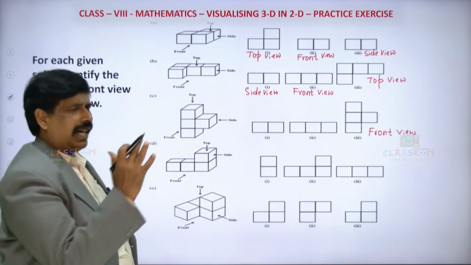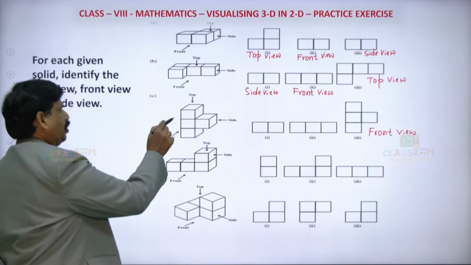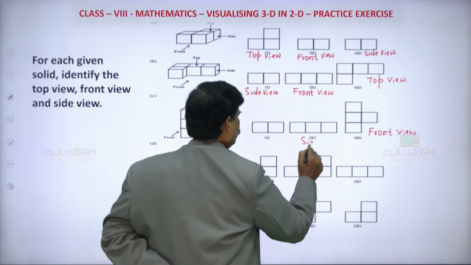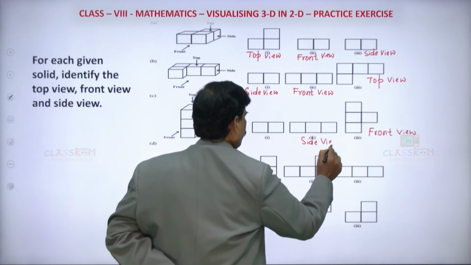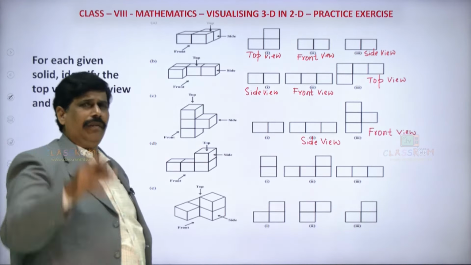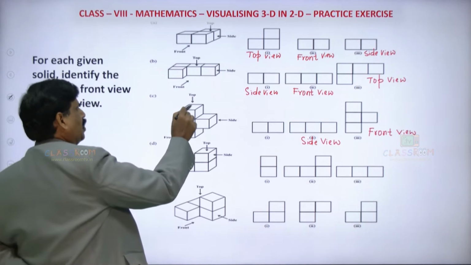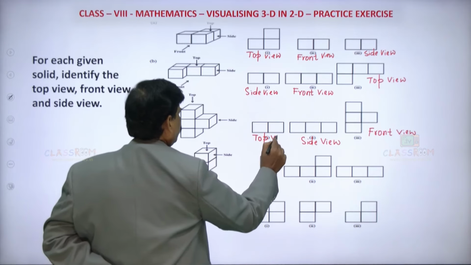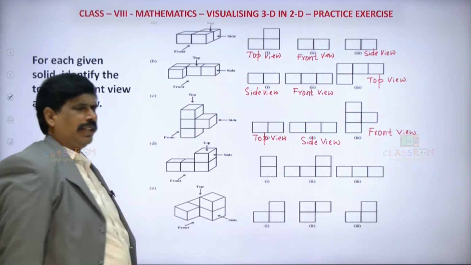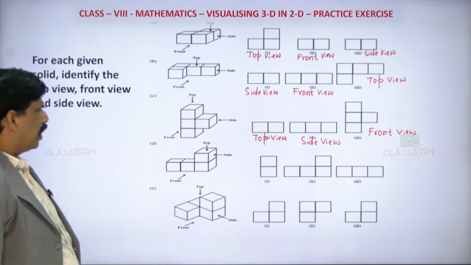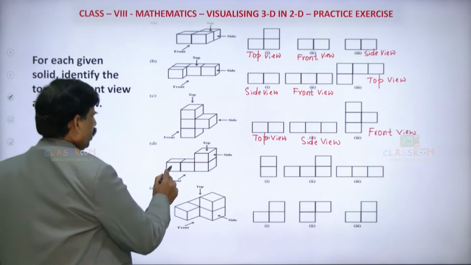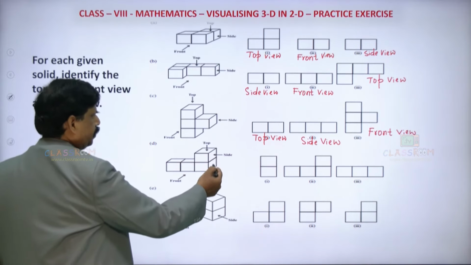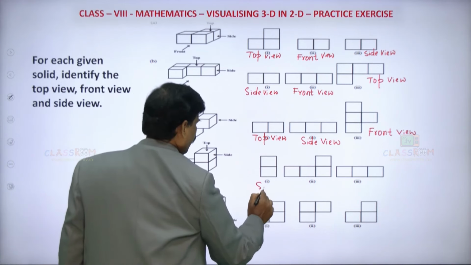So when we look from the side, we are able to see three boxes. So this is going to be the side view here. And when we look from the top, we are able to see this and this, the two boxes. So this is going to be the top view. Is it clear? Now look at the next one here. So there is the diagram given like this. If we look from the side, we could see only the two. So this is going to be the side view here.